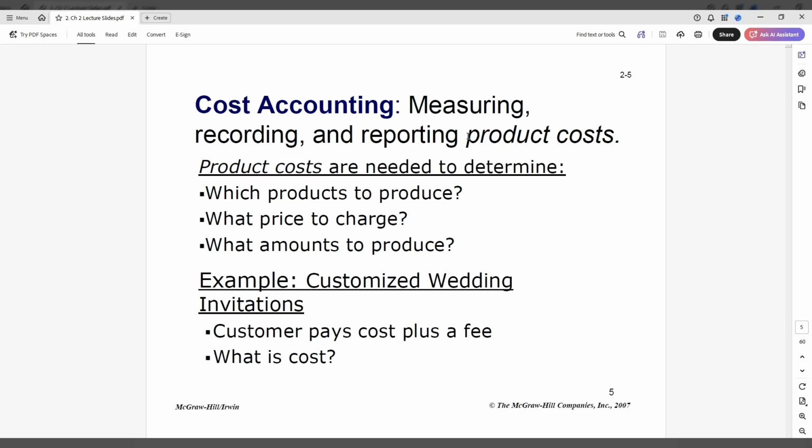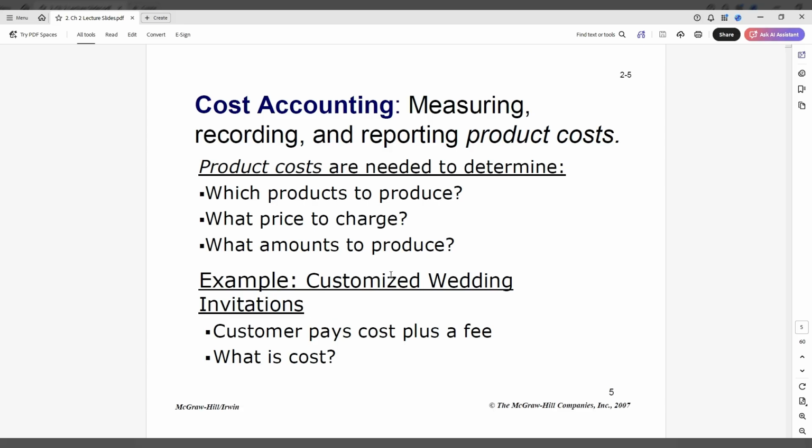Whereas product costs here, as we're talking about, are all the costs that we incur directly related to the production of a product. We need these costs because then we can answer questions like which product should we produce, what price are we going to charge for a product, what amounts to produce, etc. And specifically when it comes to job order costing, that system of cost accounting is really going to be useful for custom work, if a company does custom work.